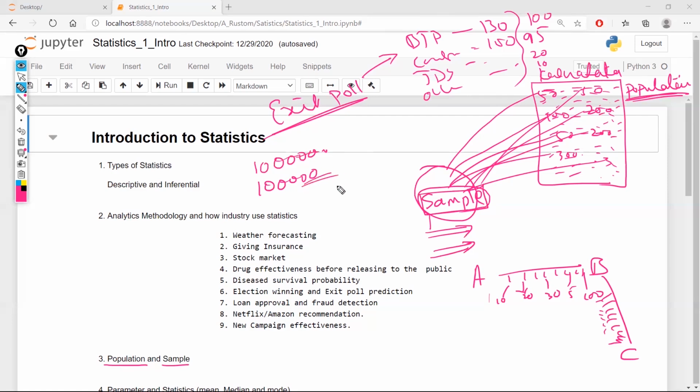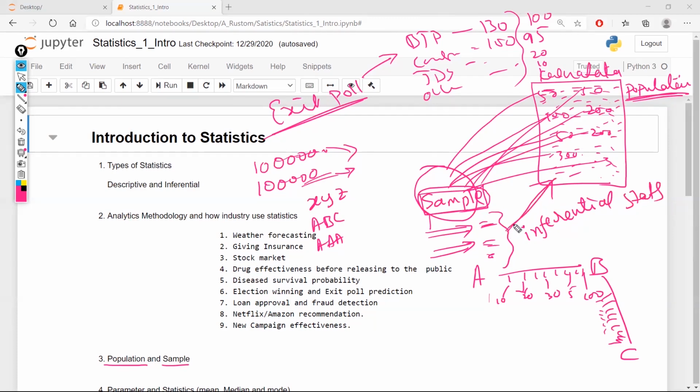Since they have collected samples and taken their opinion, based on that opinion, how many are going to XYZ party, how many are going to ABC party, and how many are going to some other party, right? Based on that, they will come up with some number. Then they will say these numbers belong to this entire population. So this is something we call inferential stats. I'm inferencing. I'm referring this sample result to this entire population.